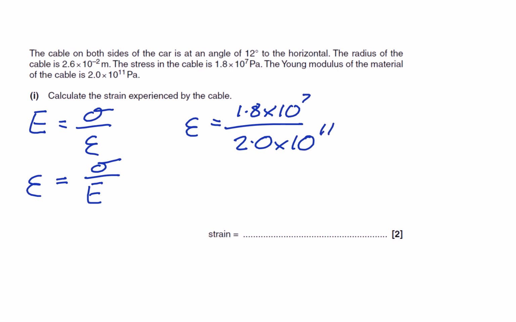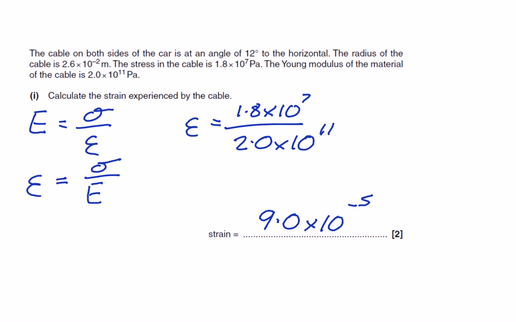Stick those numbers into your calculator, and to 2 significant figures we will come out with an answer of 9.0 times 10 to the power minus 5. And of course, because it's strain, it doesn't have a unit.